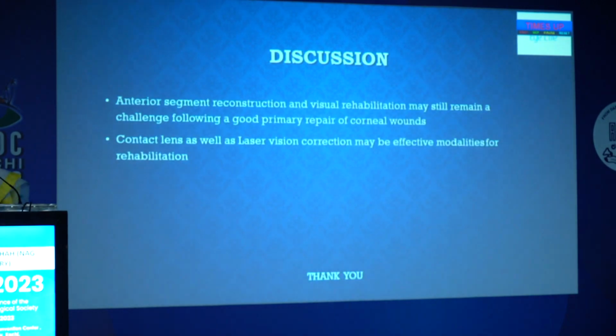So anterior segment reconstruction and visual rehabilitation will still remain a challenge even after good primary repair, and contact lenses as well as laser vision correction may be an effective modality for rehabilitation. Thank you.